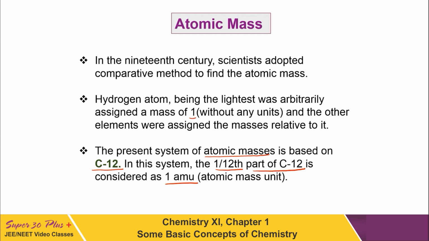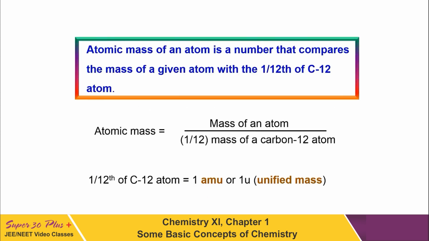1/12 of 12 is 1, so that is called 1 AMU. AMU is atomic mass unit. Nowadays, this atomic mass unit is also called unified mass. So rather than saying 1 AMU, sometimes in books you will see 1 u, and the letter u means unified mass. So this is all about the atomic mass.